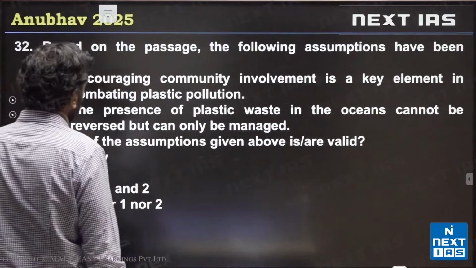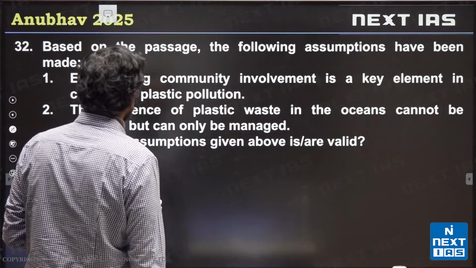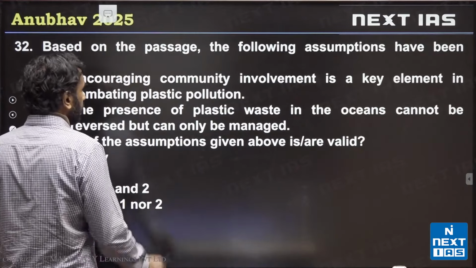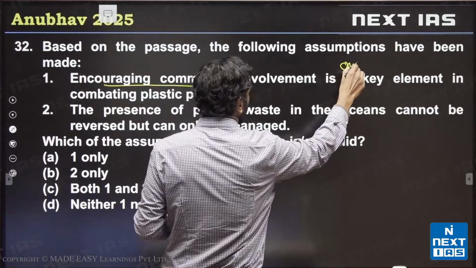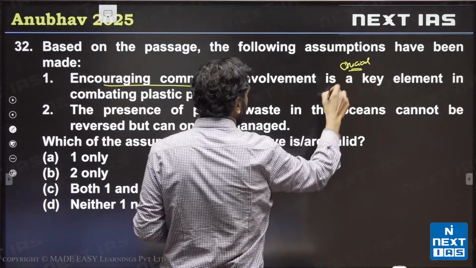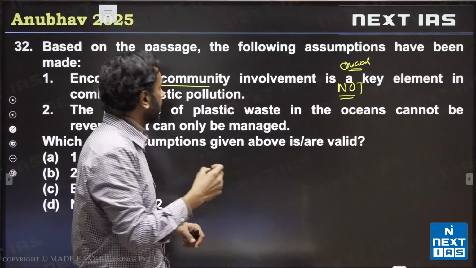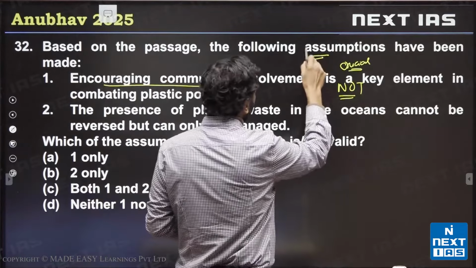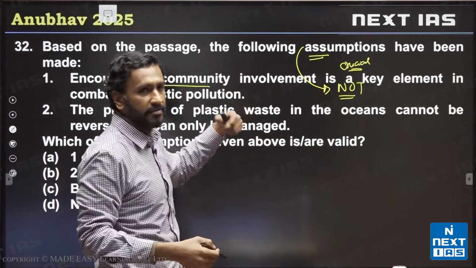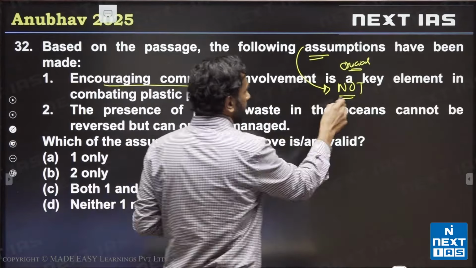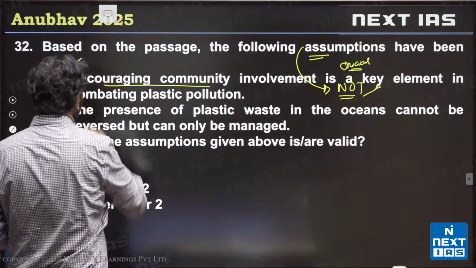Statement 1: encouraging community involvement is a key element in combating plastic pollution. So encouraging community involvement from the last line is crucial. If I said is not a key element, the last line would get negated. It's an assumption question, so I know I can use this test, and I make sure to use that test before I accept a valid assumption. If I put not in the valid assumption, the passage will stop making sense. Statement 1 is a valid assumption.